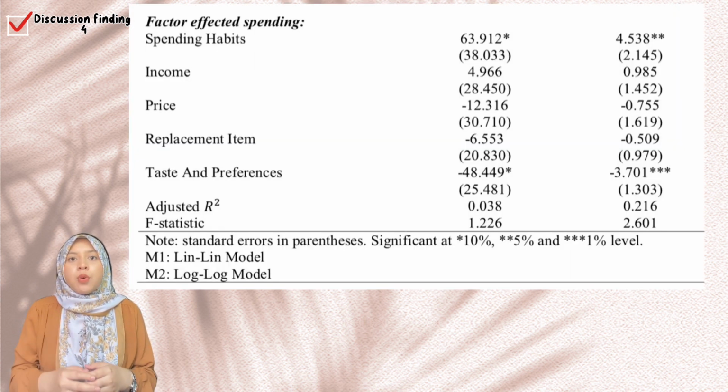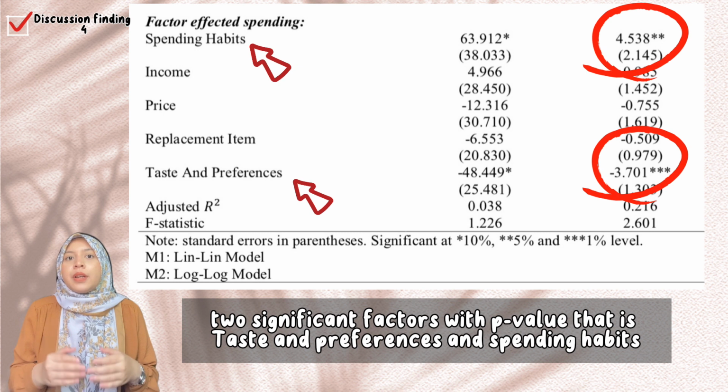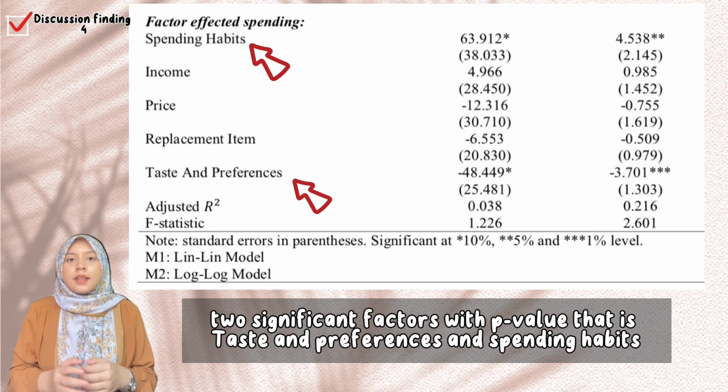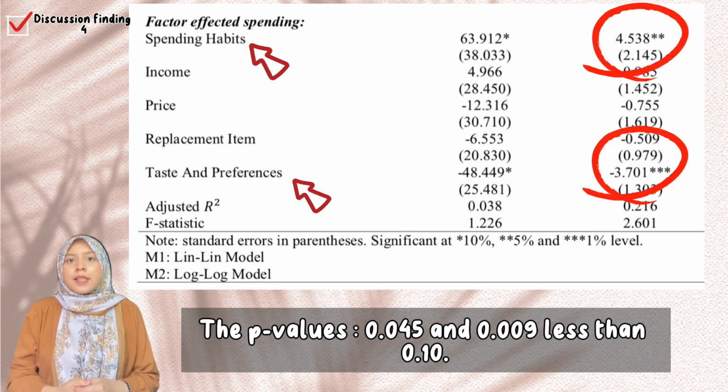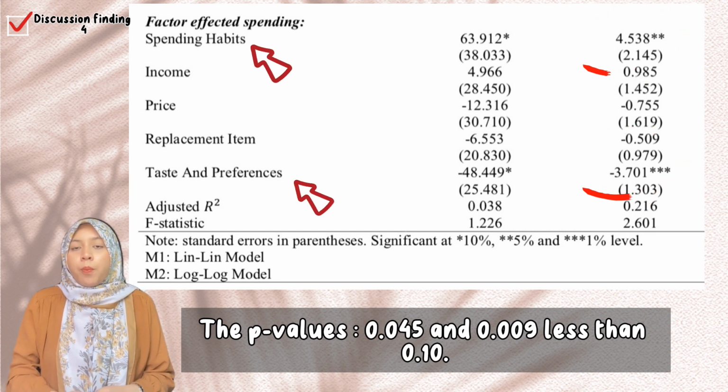0.257. Then, for the third research question, which is the key factors determining spending described in M2, it shows that there are two significant factors with p-values, that is taste and preference and spending habit. The p-values are respectively 0.045 and 0.009, less than 0.10.